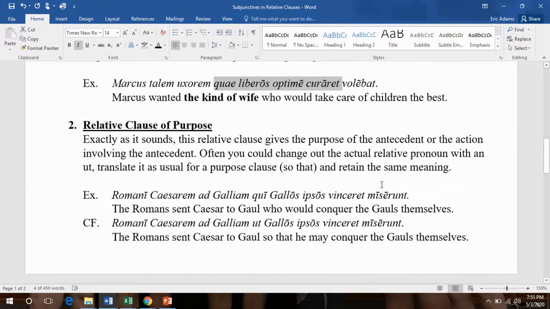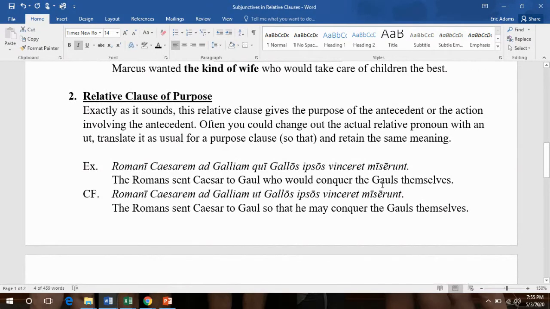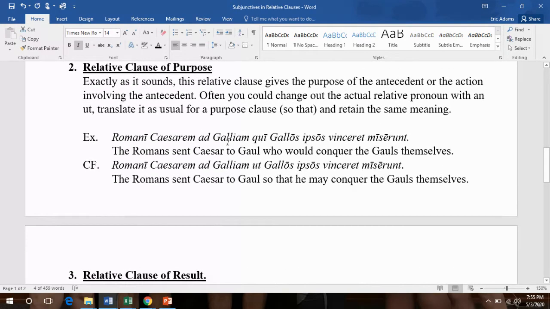Number 2, the relative clause of purpose. Exactly as it sounds, it merely is the relative clause giving the purpose of the antecedent or the action involving the antecedent. What you could easily do is that when you have a relative clause of purpose, replace the relative pronoun with an ut, and it would not have any change in meaning whatsoever. So let's look at the examples that I've given here.